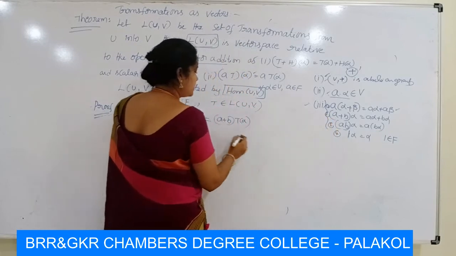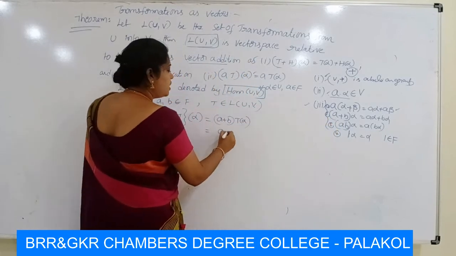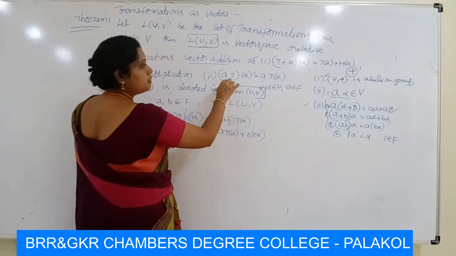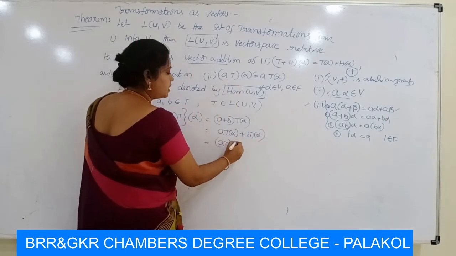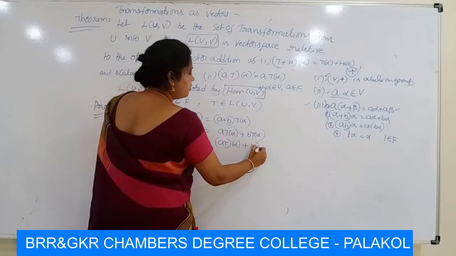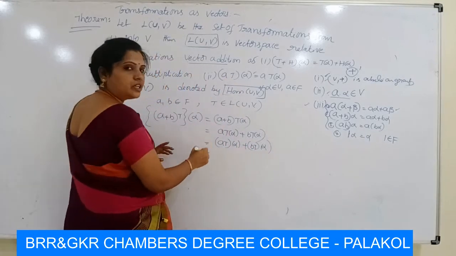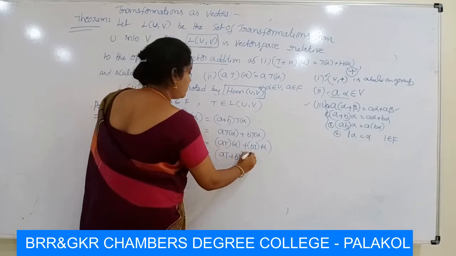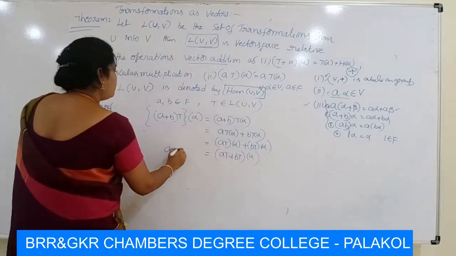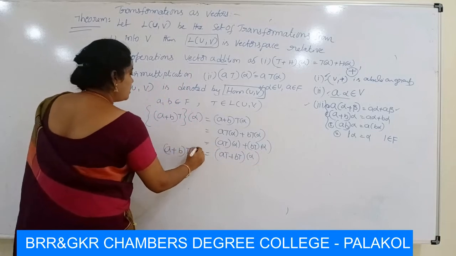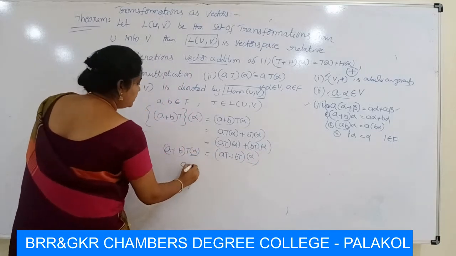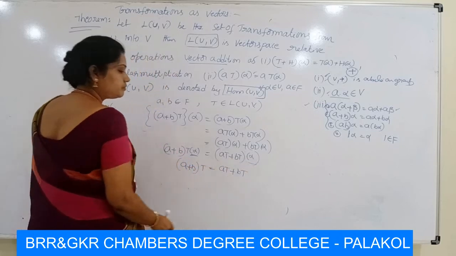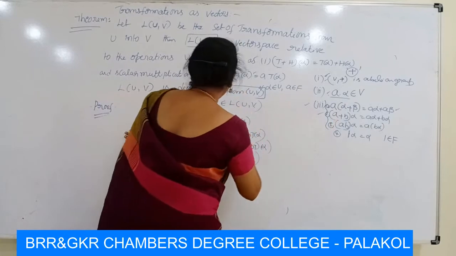So by the second condition, A plus B into T of alpha can be written as A into T of alpha plus B into T of alpha. Again by the scalar multiplication definition this can be written as AT of alpha plus BT of alpha. By the sum of the transformations this can be written as AT plus BT of alpha. Here on both sides alpha is the same element. Therefore we get A plus B into T is equal to AT plus BT. So the second property is proved.